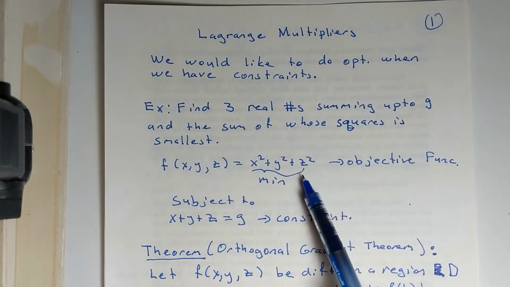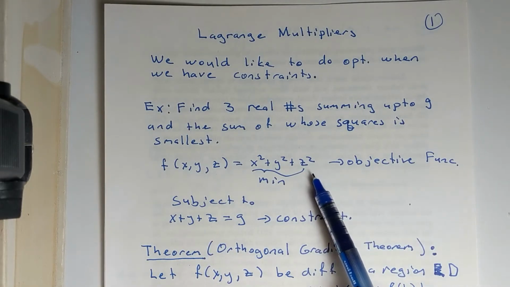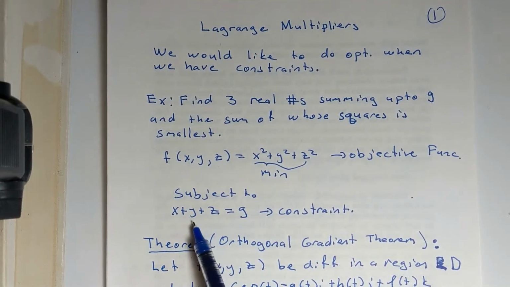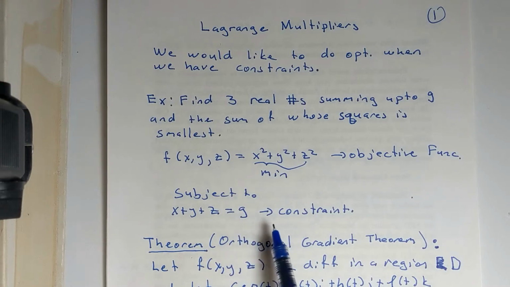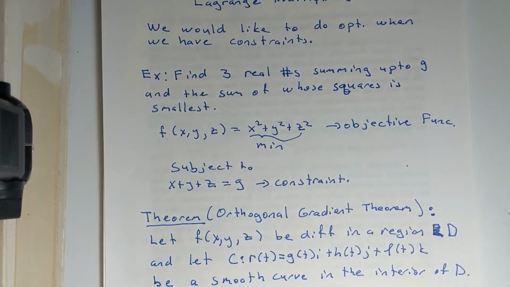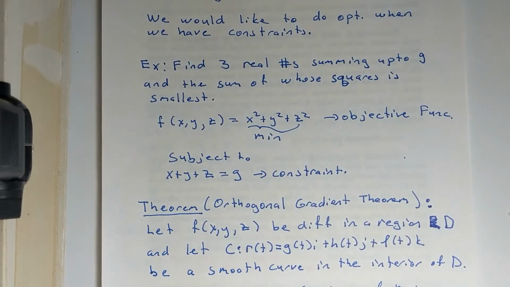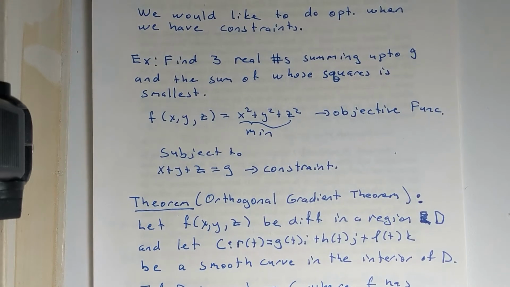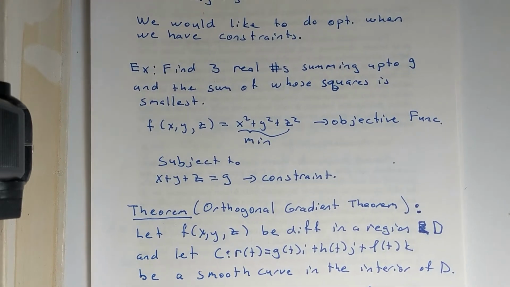Now, we call the function that we're trying to minimize or maximize the objective function, and we call this a constraint. There could be more than one constraint. We're gonna see what we do with two constraints and so on. So it's this setup that we want to do now.